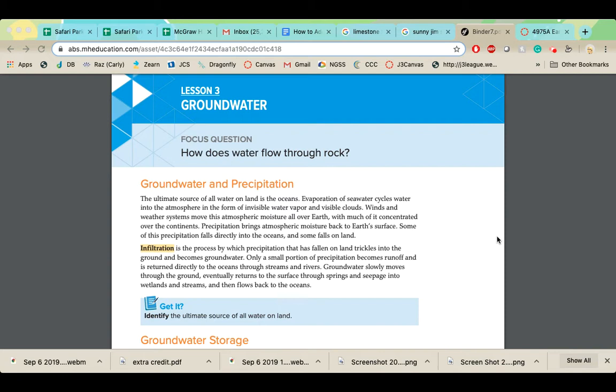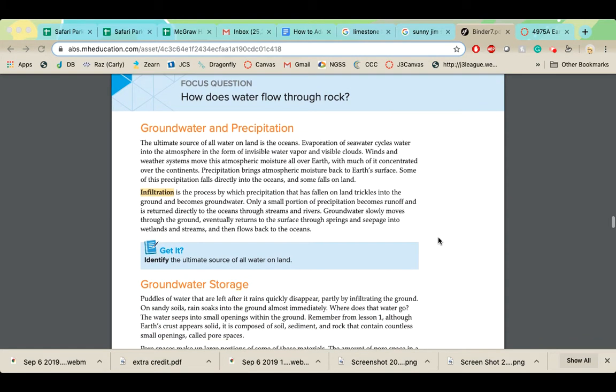A lot of the water that falls down as precipitation actually doesn't accumulate into a river or a stream. It actually just kind of percolates or infiltrates, goes back into the ground and becomes groundwater.